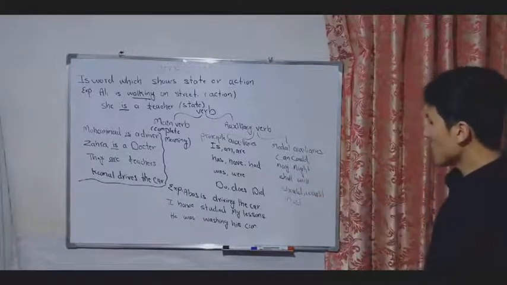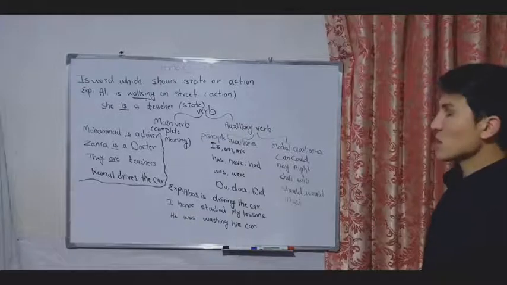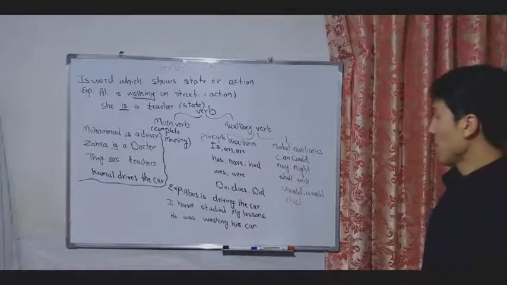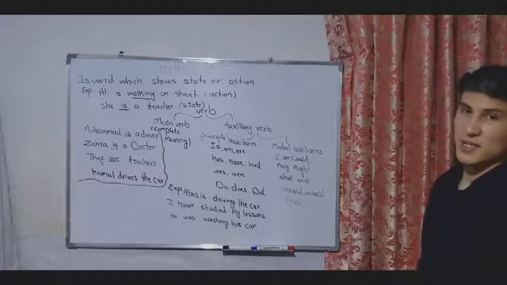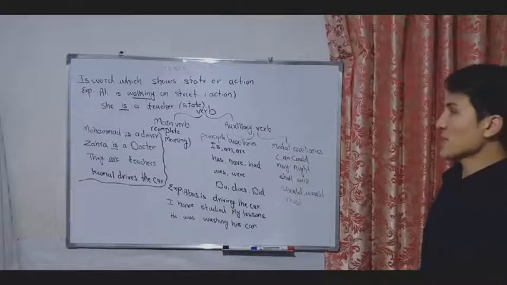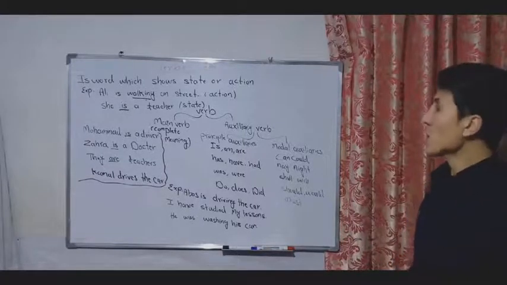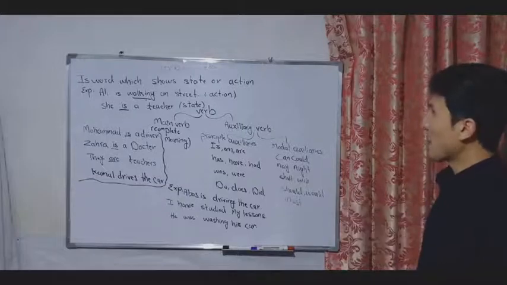And must shows the strongest obligation or an instruction. For example, we must build our country. We must improve our knowledge. This was the example of modal auxiliaries.